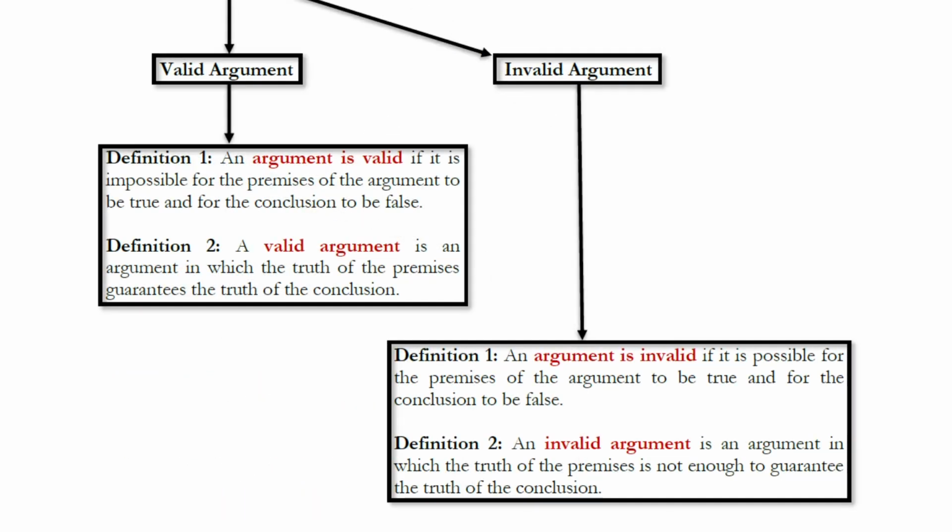When is an argument invalid? When do we say that the argument makes a poor inference or is improperly structured? Essentially, an argument is invalid in precisely the opposite circumstances that make an argument valid. An argument is invalid if it is possible for the premises to be true and for the conclusion to be false. Or an argument is invalid if the truth of the premises does not guarantee the truth of the conclusion.